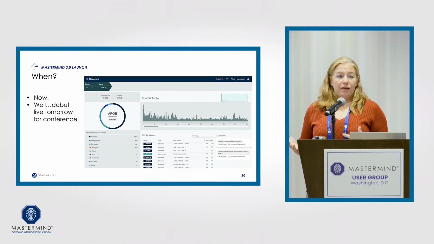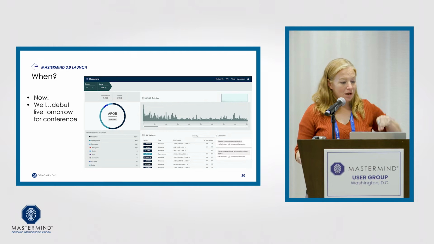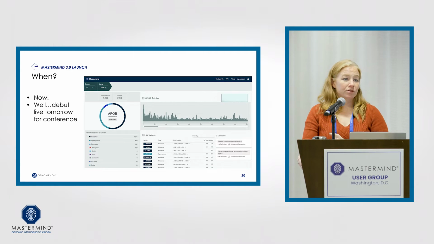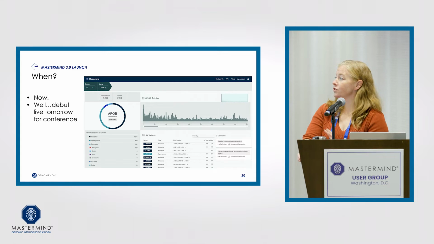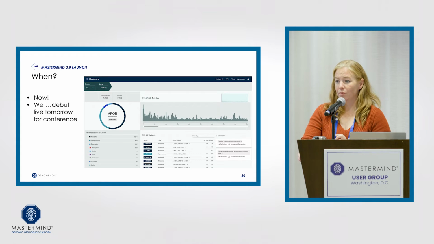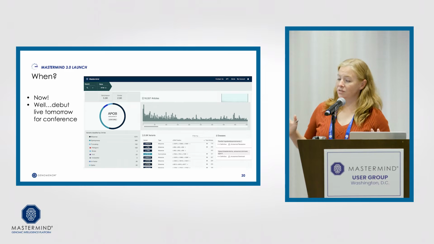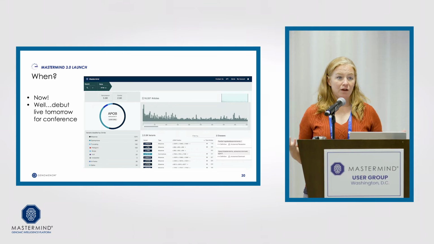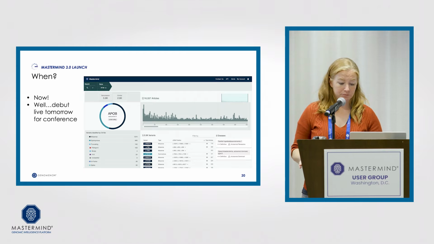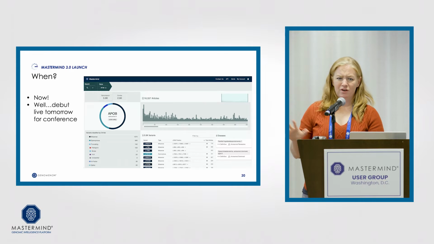When? Well, today, about 8 p.m. tonight, we're actually going to debut this at the conference tomorrow. This is just a screenshot of a single gene that I put up there. I'm going to break this down into the different components. It looks kind of simple, but there's a lot of information that you can glean from this page. And it's hard to put a screenshot of software.